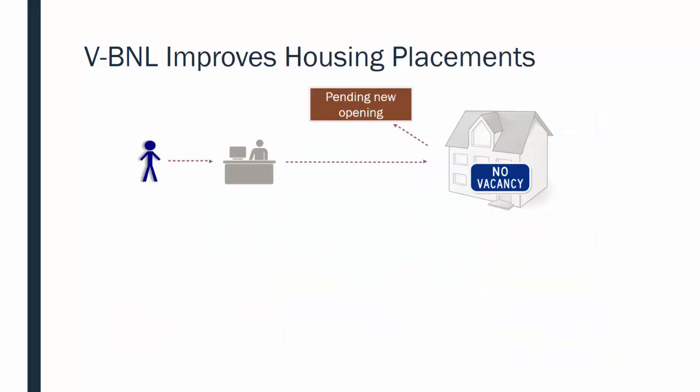The strength of the Veteran by Name List is how it allows our community to significantly improve our housing placements. In this model, a homeless veteran enters an agency in search of housing and services. Without coordination through the by name list, if that agency's housing is full, the veteran will either have to wait for a new opening or approach a different agency and potentially have to repeat the whole intake process.